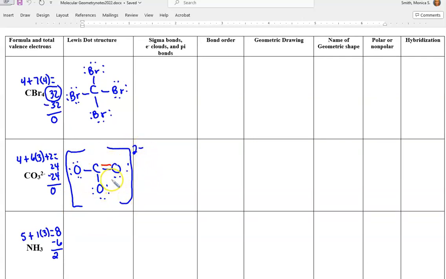All right, so that is our Lewis structure. So I'll see you on the next video and we'll talk about the molecular geometry and shape.